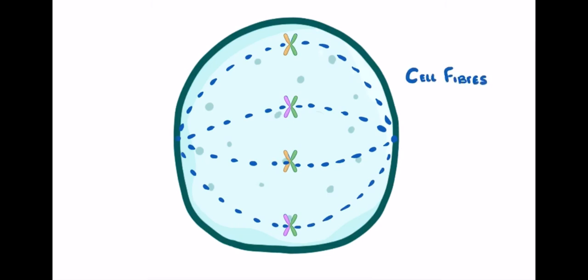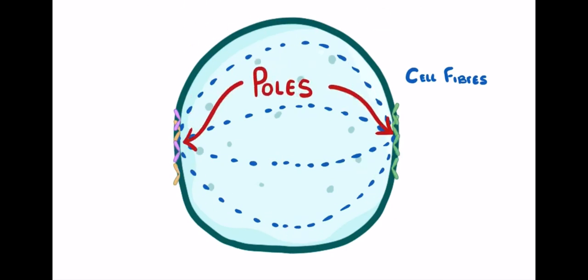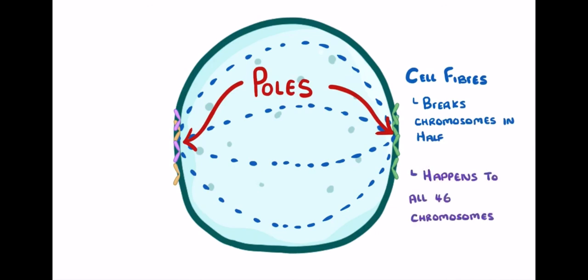Once the cell is ready to divide, all 46 of the cell's chromosomes line up along the center of the cell. At this point, fibers from either side of the cell attach to their respective half of each chromosome. These are called cell fibers, and they pull the arms of the chromosomes to opposite sides of the cell. We call these two sides poles. As you can see, this breaks the chromosomes in half into two separate arms. This happens to all 46 of the chromosomes, even though we've only demonstrated it with 4 here.